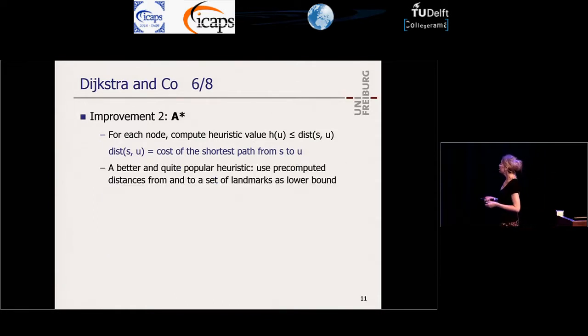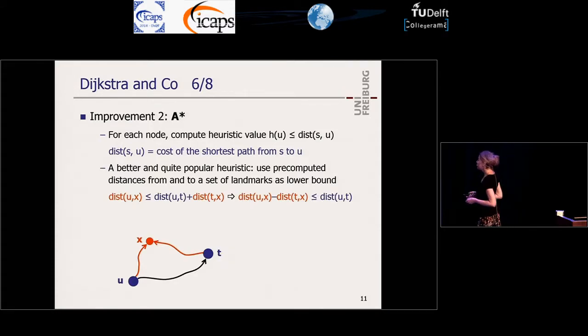Here's a better one. It's called using landmarks. Assume you have some landmarks. I've shown one here, called it X, and you have pre-computed the paths from these landmarks to everywhere and from everywhere to these landmarks. Now the triangle inequality tells you that this shortest path here is no bigger than the sum of this and this. Note the directions here. This is this inequality. If I just massage it a little bit, I get a lower bound on my distance function. So I get these orange distances.